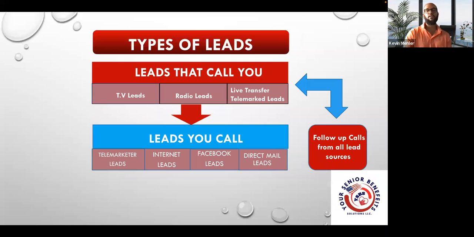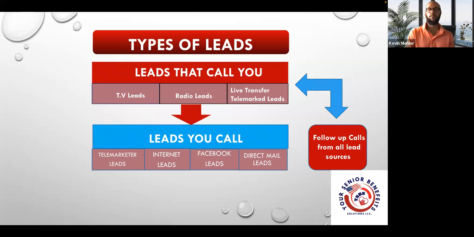Okay, so the different types of leads. The leads that would be calling you, if you choose to go that route, include TV leads, meaning there's an ad on TV that a person can call in to and then get connected to an agent. Radio leads: they hear it on the radio and call the number. And then live transfer telemarketer leads, where a telemarketing company calls out to people and transfers them over to you, okay?